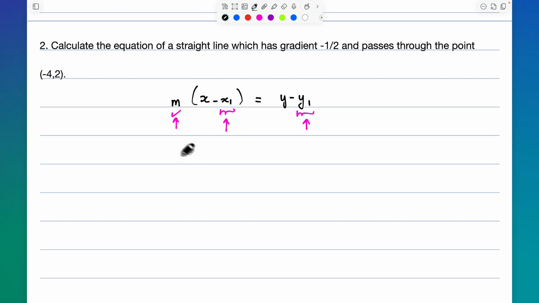So m is negative 1/2. So it's going to be negative 1/2 multiplied by x minus the x1 value. Remember, on this point, you start off with your x, and then you have your y. So since we only have one point, our x is negative 4. And then that's going to be y minus your y1, which is 2. And all we need to do now is to simplify the equation and make sure we have y as the subject of the formula. So that's going to be negative a half multiplied by x, and then negative times negative is positive, so that's x plus 4. That's equal to y minus 2.